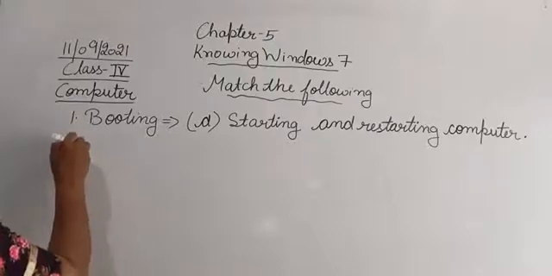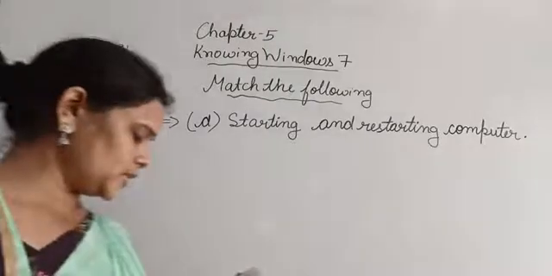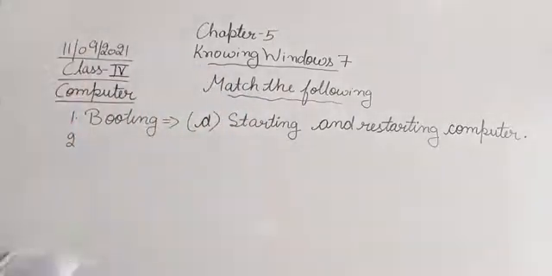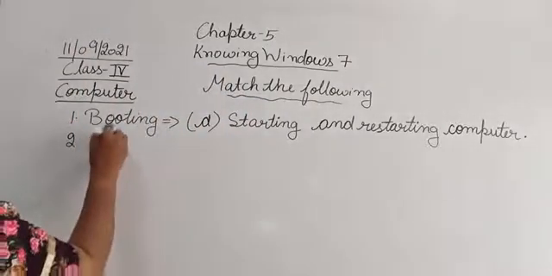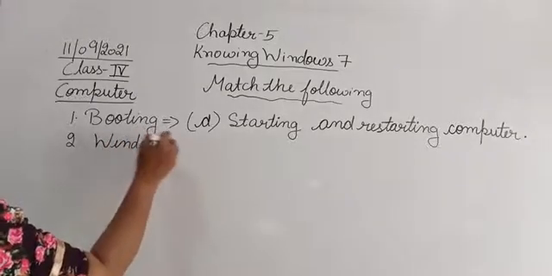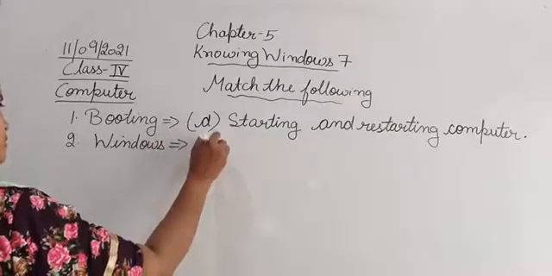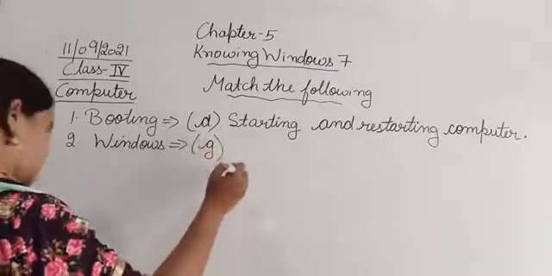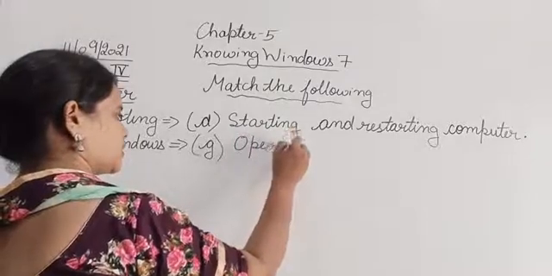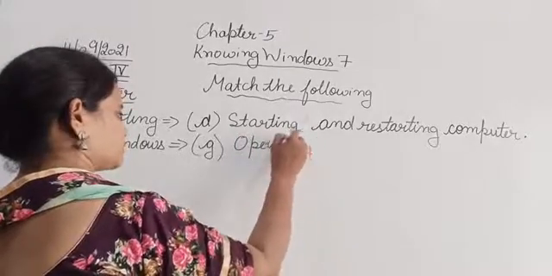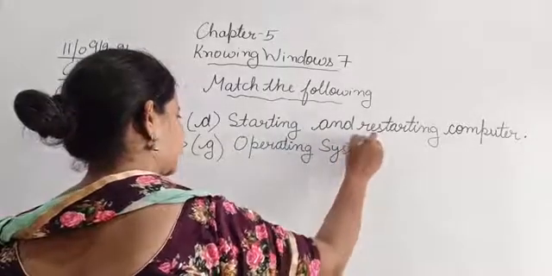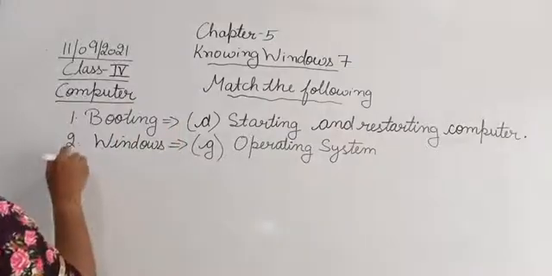Moving next to the second one. The second is Windows. So what is Windows? Windows is an operating system. That is option number G. Match it with G. So Windows is an operating system.